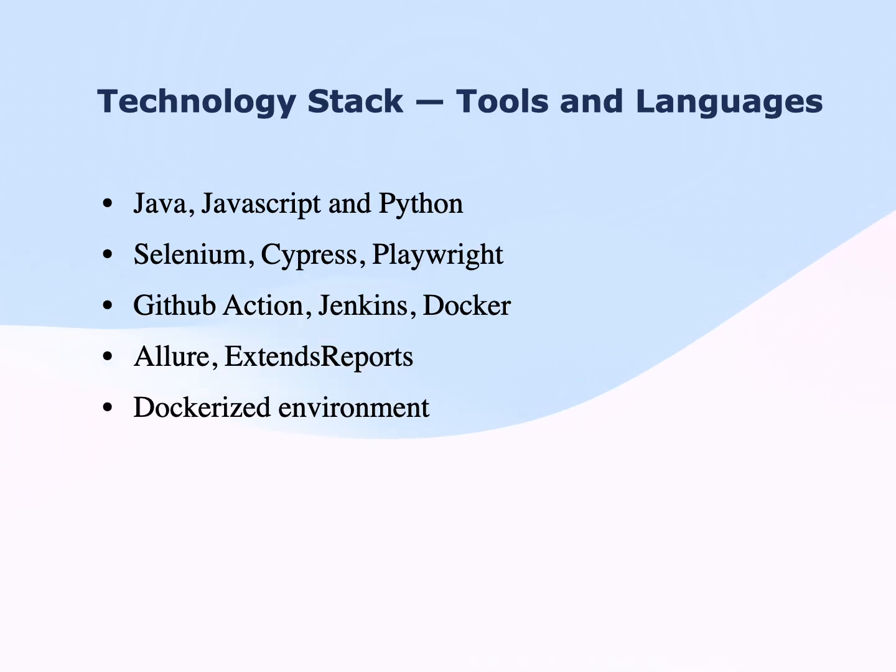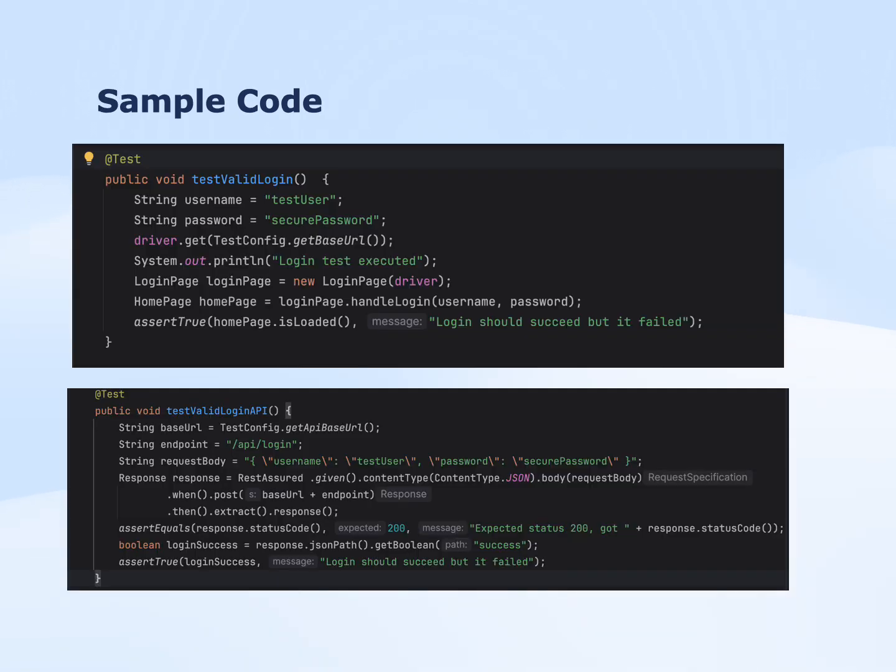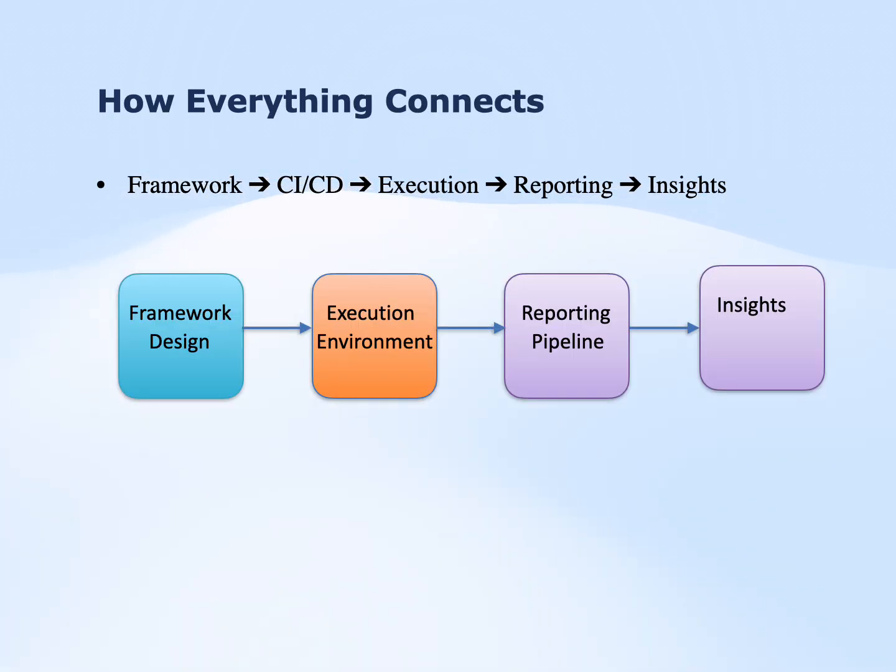Choose the right tech stack for your team and project needs. Selenium, Playwright, Cypress work across languages like Java, JavaScript, and Python. CI/CD tools and Docker complete the scalable setup. Here's an example of a modular framework structure. Clear layering, support for parallel execution, and integrated reporting make scaling and maintenance straightforward. Everything is connected. From framework architecture to execution and reporting, each layer strengthens the overall system.